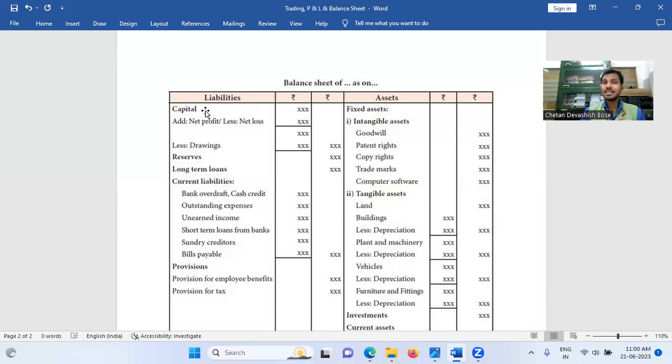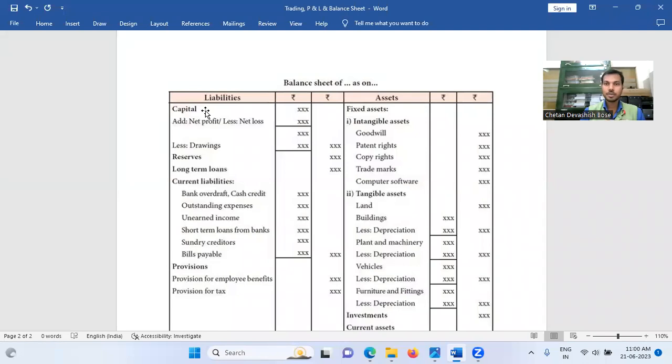Now, all these entries that you could see in current liability, what is the difference between current liability and long-term liability? See, current liability is a liability which can be paid off within a year. When I talk about long-term liability, it will take at least 3, 5, or 10 years to pay off. Okay. Now, all this liability, which is under capital or reserve or long-term loan or current liabilities, they are a legal obligation for the company to pay off. Okay, that is why they are on the liability side.